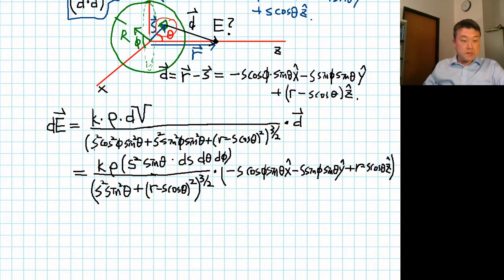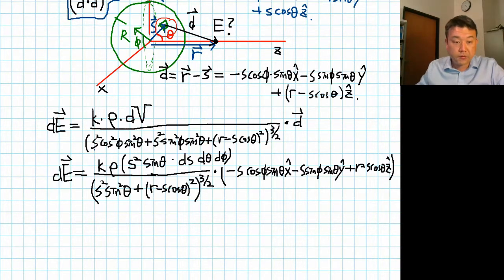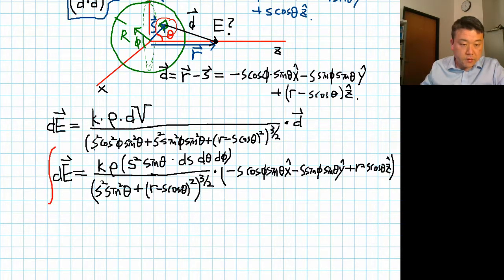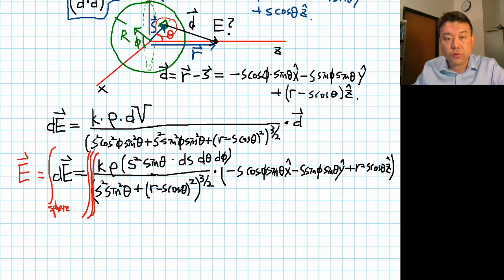All right, that's it. So to get the total electric field, this is the infinitesimal electric field, and if I want the total contribution, then I would integrate this over the volume of the sphere. So this is going to be a triple integral, with respect to ds, d theta, and d phi. And when I finish that, then I'm going to get the total electric field E. I'm going to go over the integral with respect to the other two variables in a bit.